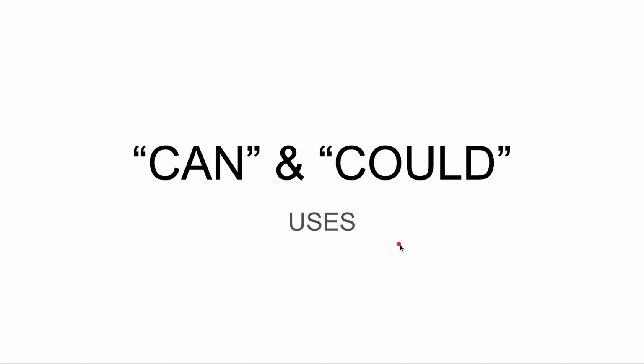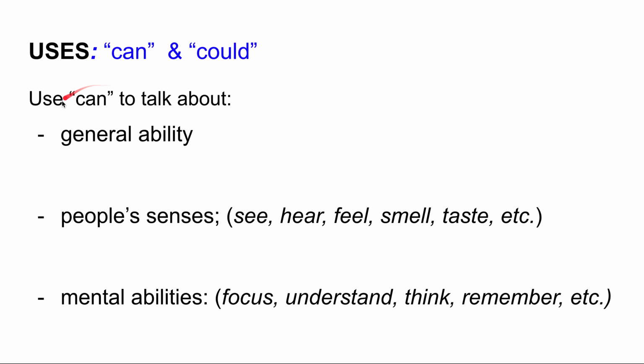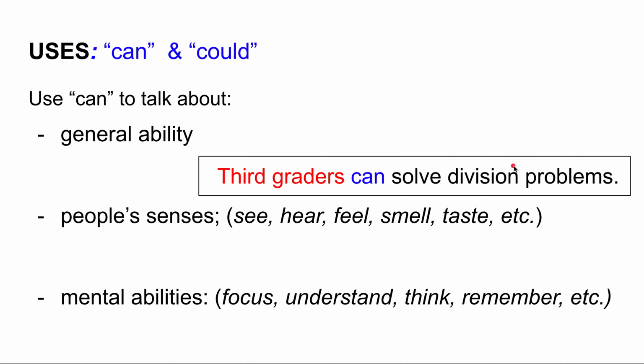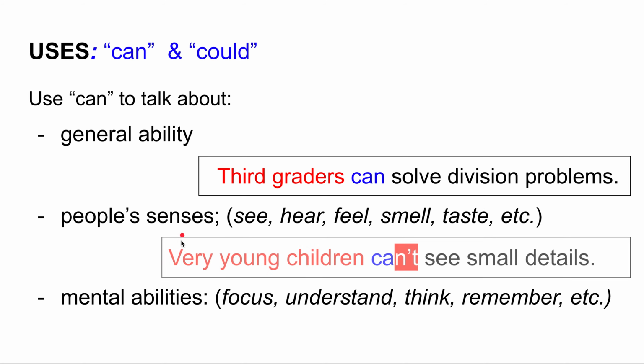Let's look at uses. I can use can to talk about general ability. For example, third graders can solve division problems. It's a general ability. I can use can to talk about people's senses. What are people's senses? See, hear, feel, smell, taste, etc. What is etc.? Listen, observe. It's the same senses but with different words. For example, very young children can't see small details.